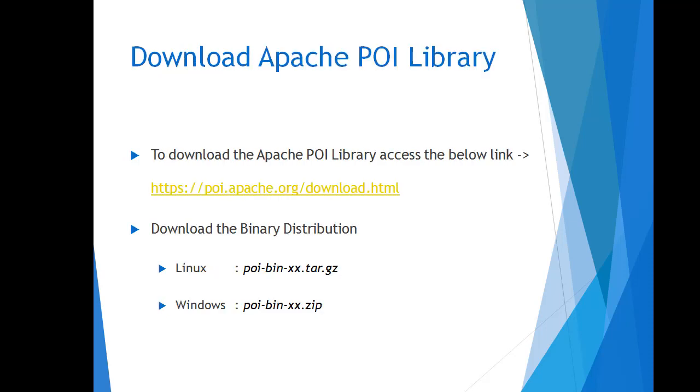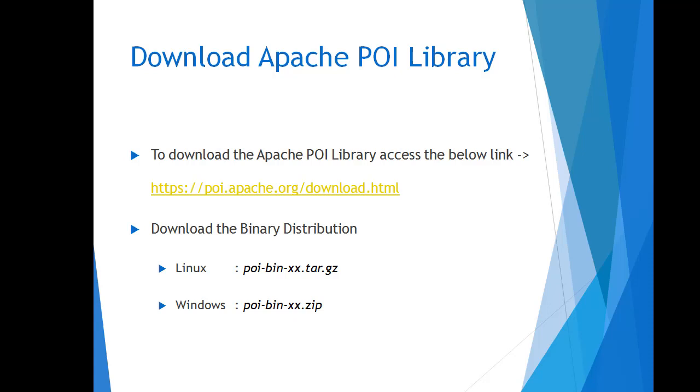How do we download the Apache POI library? To download the Apache POI library, please access the link mentioned below. It is poi.apache.org/download.html. Based upon the operating system, we have to download the binary distribution.